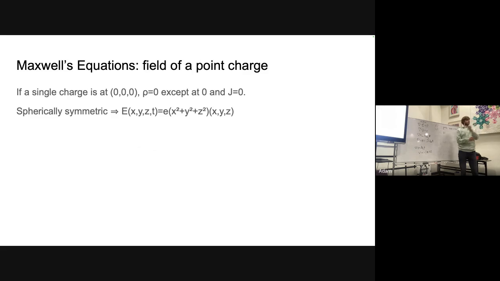It doesn't care about which point you're at. So the radius of any particular point, how far away it is from our electron at 0, 0, 0, is x squared plus y squared plus z squared. That's the radius squared. Some function of radius squared. And I'm going to give it a different name. Instead of big E, we'll call it little e. And it will be multiplied by the point x, y, z.